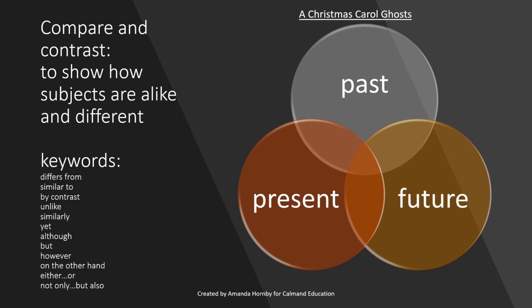So compare and contrast using a Venn diagram such as this shows that there are some subjects that would overlap. Okay, and I've just used this Christmas Carol Ghost. You've got the past, the present and the future, and what are the similarities and what are the differences. So you are comparing and contrasting. Use the keywords and make sure that the student understands where that keyword would go in between the overlaps.